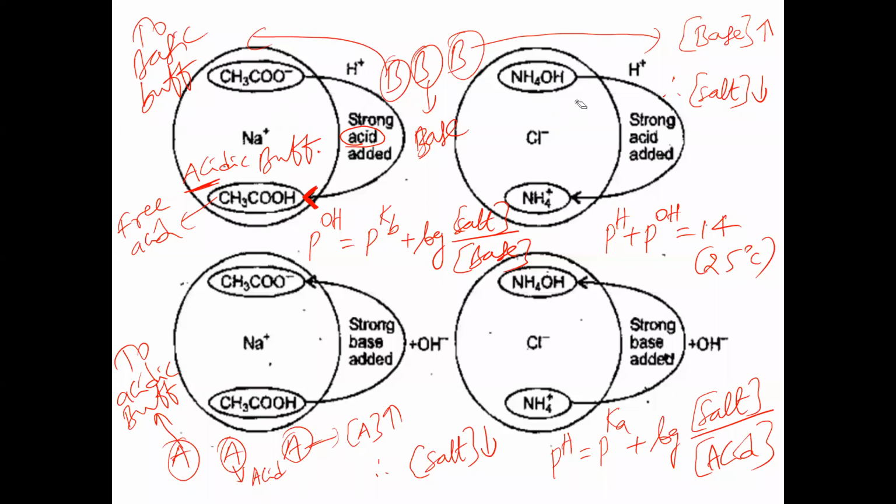Next, check this one. In this case, NH4OH is a weak base and NH4Cl is its salt. NH4Cl is the salt of this weak base with strong acid. When this weak base interacts with HCl strong acid, we get NH4Cl. In the second sphere here, the free base NH4OH, the weak base, is there, and also its salt NH4Cl. Now NH4Cl will dissociate in aqueous solution into NH4 plus and Cl minus.